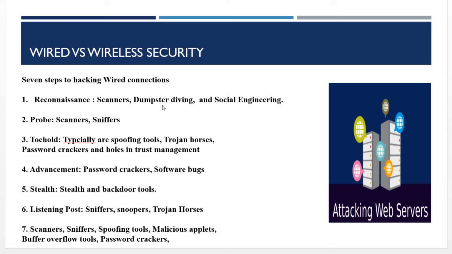On the sixth step, they're going to listen to ports. They're going to be using sniffers, snoopers, and Trojan horses. As you see, it kind of repeats itself. And then on the seventh step, they're going to use scanners, sniffers, spoofing tools, malicious applets, buffer overflow tools, password crackers. This is when they get into the heavy applications of hacking. And this is where most of the things happen in the wired. It can also happen in the wireless as well.